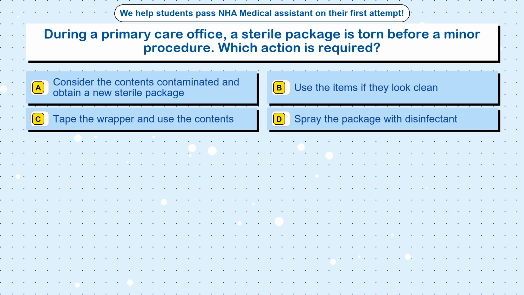Question 84. During a primary care office visit, a sterile package is torn before a minor procedure. Which action is required? Option A. Consider the contents contaminated and obtain a new sterile package. Option B. Use the items if they look clean. Option C. Tape the wrapper and use the contents. Option D. Spray the package with disinfectant.